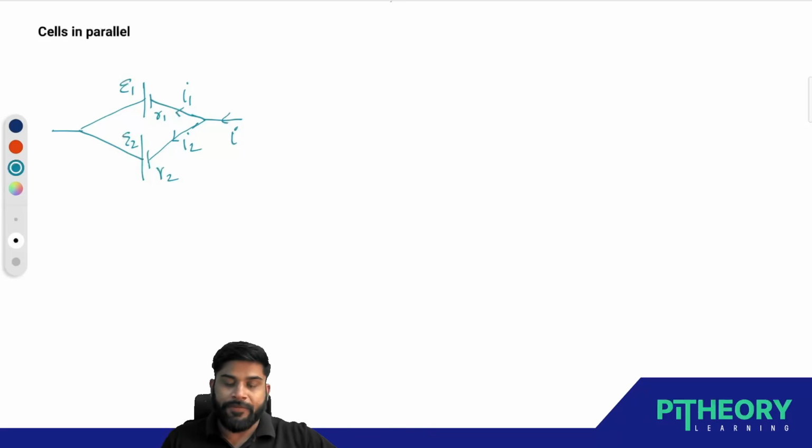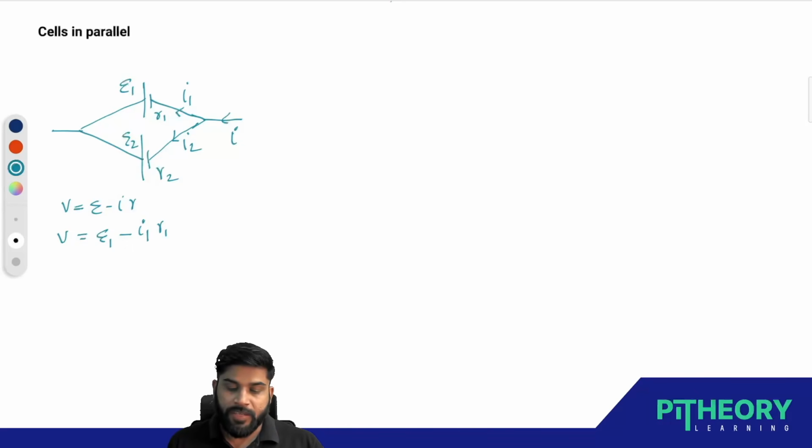We know the relation between EMF and terminal potential. V is equal to epsilon minus IR, we know that relation. Since the two cells are in parallel, the potential across both will be the same. So if I write the potential across the top, V will be equal to epsilon 1 minus the current through that, I1 into R1. From this equation, I1 will be equal to epsilon 1 minus V divided by R1, where I took I1 R1 to the left hand side, V to the right hand side, and then R1 to the right hand side.